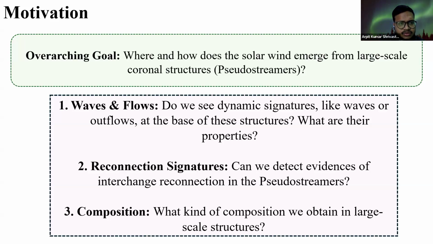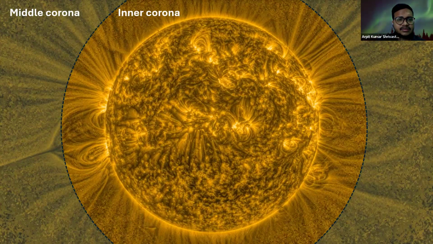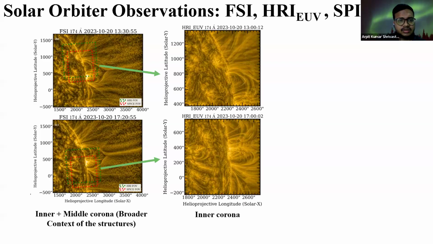So with that motivation in mind, if you want to investigate these kinds of questions, you need observations from instruments observing the different regions in the solar corona, such as the inner and middle corona. That's where Solar Orbiter comes into the picture. Solar Orbiter has different instruments covering different regions.